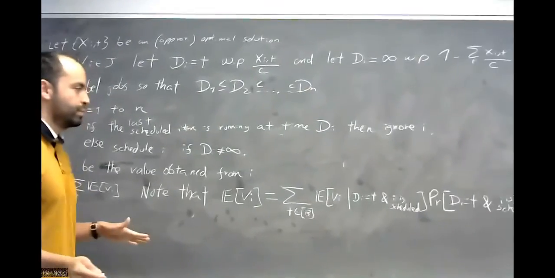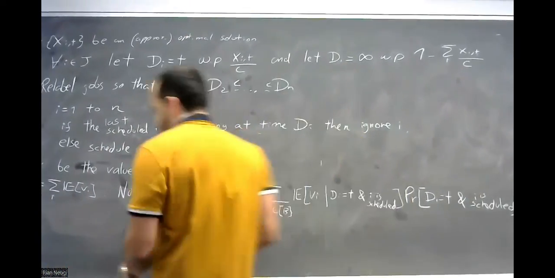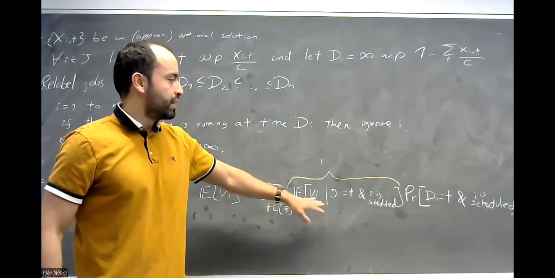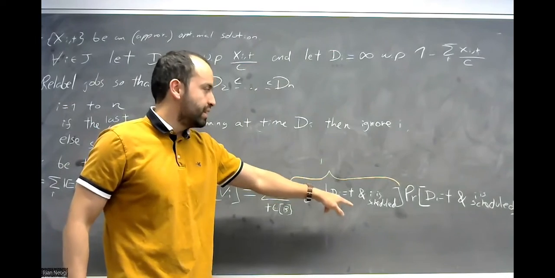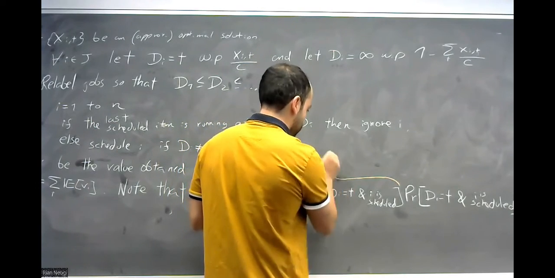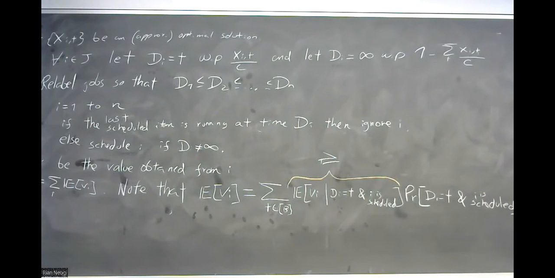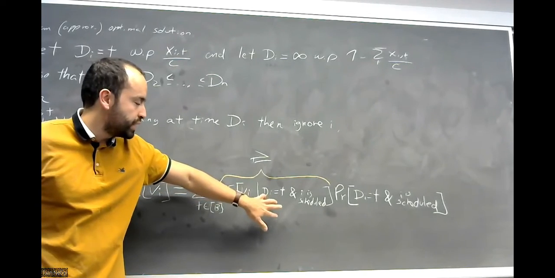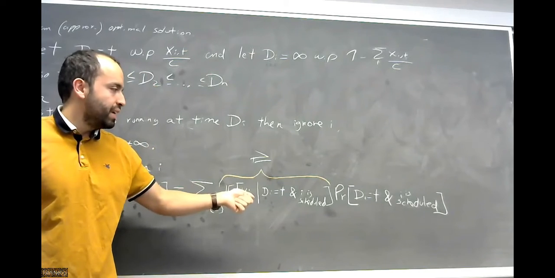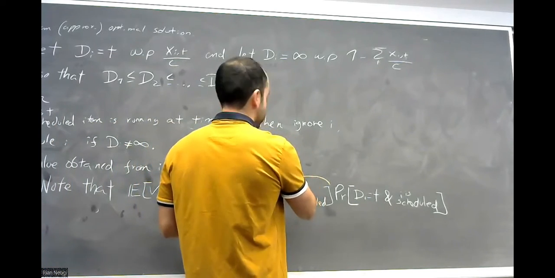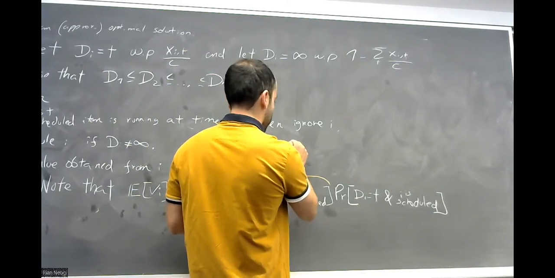Now, this value over here, the expected reward that we obtain from item i, if di is t and if i is scheduled, note that this will be at least this, the expected value obtained from item i being scheduled at time t. Because if these conditions are satisfied, di equal t and i scheduled, then we schedule item i at a time that is at most t. So that thing is at least this.